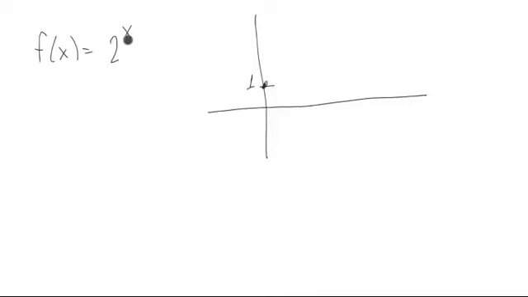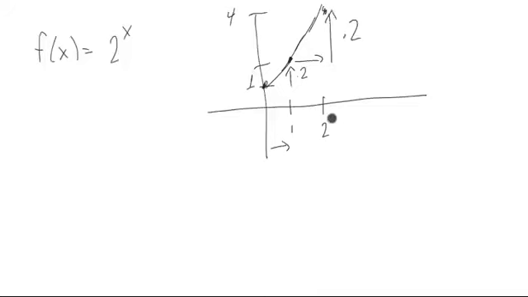Plug in 1 and you get out 2 to the 1, which is 2. Now what happens when you plug in 2? When you plug in 2, you end up getting 4. Notice what's happened. As we move one input over, we multiply by 2. And here we move one input over and we multiply by 2.